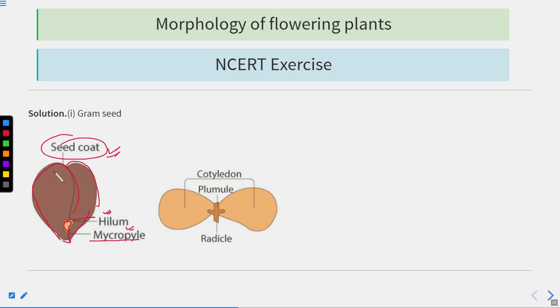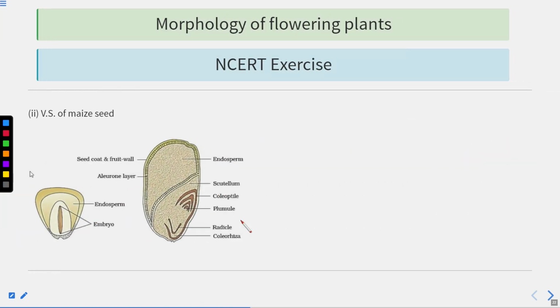Now, if you remove the cover of the seed, that is the seed coat, what do you see? Two cotyledons, one on this side and one on this side, and there is an embryonal axis. This is called the embryonal axis. In the embryonal axis, you see the plumule region, this is the plumule, and downward there is the radicle. Plumule and radicle, you can see this.